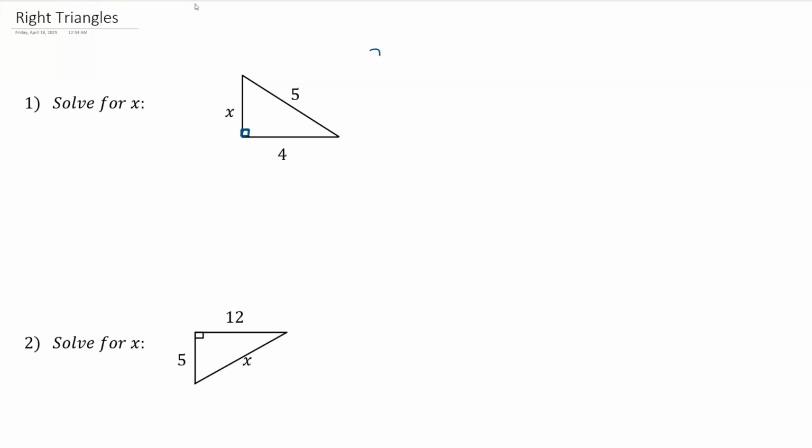The Pythagorean theorem says that x squared plus y squared is equal to c squared. For the length squared, in this case x squared, plus this length squared is equal to 5 squared. 5 is considered the hypotenuse.